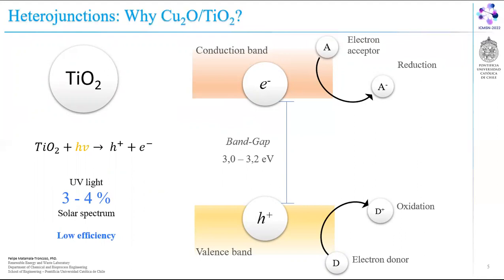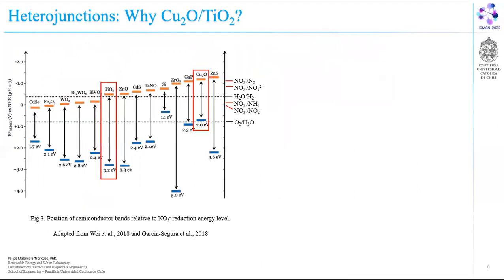However, the energy required for this phenomenon to occur must be at least equivalent to the band gap energy of the semiconductor. So in the case of titanium oxide, this is only possible when it is exposed to UV light, which is equivalent to 3 or 4% of the solar spectrum. Therefore, this process is not very efficient when we use solar light over titanium oxide. Although there are other semiconductors that can absorb radiant energy like titanium oxide, they don't have the same properties.